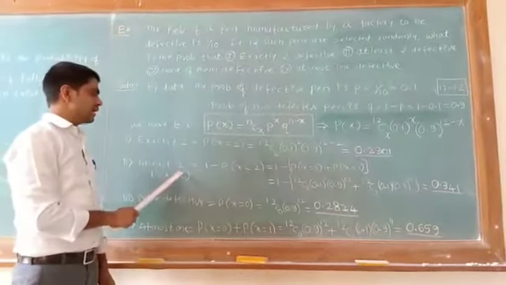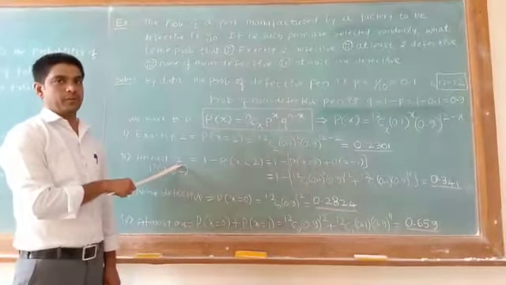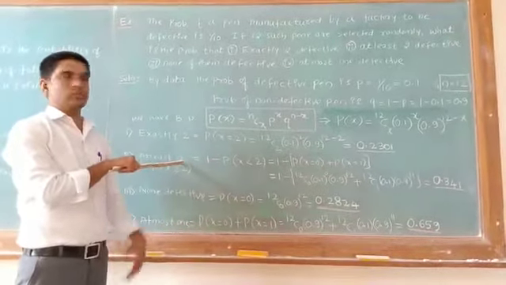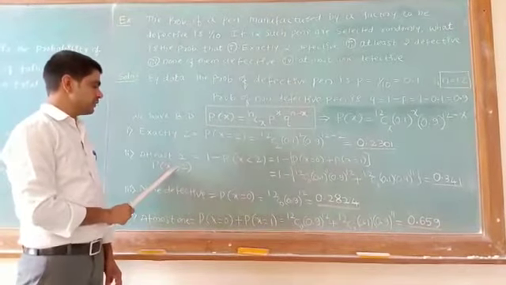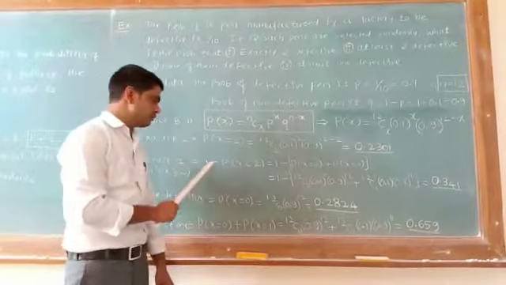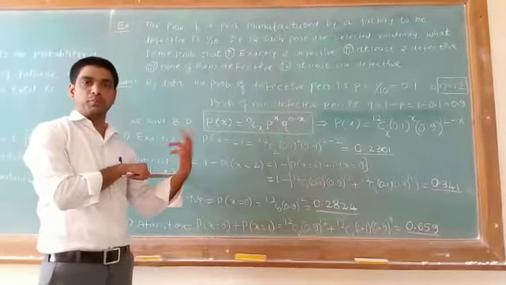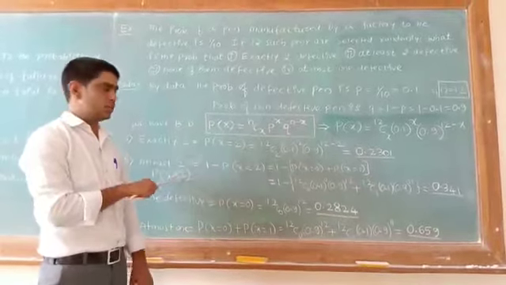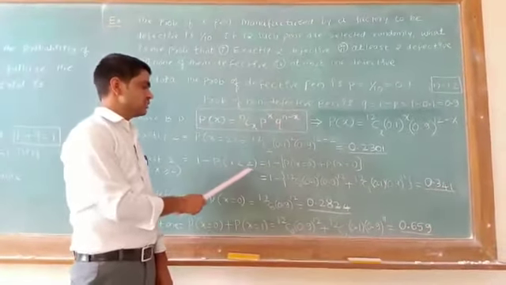Second condition, at least 2 out of 12 pens, minimum 2 are defective. Maximum it can take any value up to 12. But at least 2 means P of X is greater than or equal to 2. Probability of X greater than or equal to 2 means P of 2, 3, 4, 5 up to 12, since 12 pens are there. It is a very lengthy calculation, so we can convert that using the complement: 1 minus P of X less than 2.